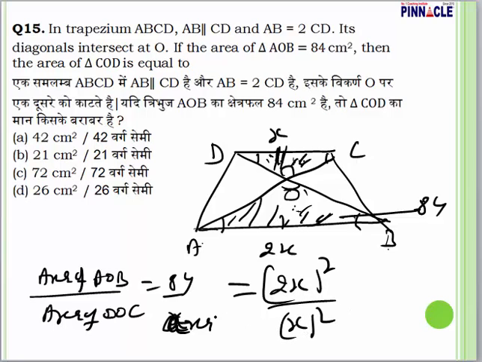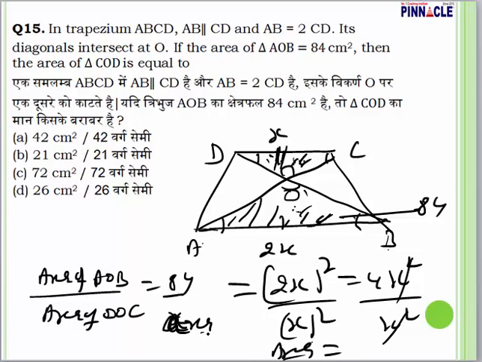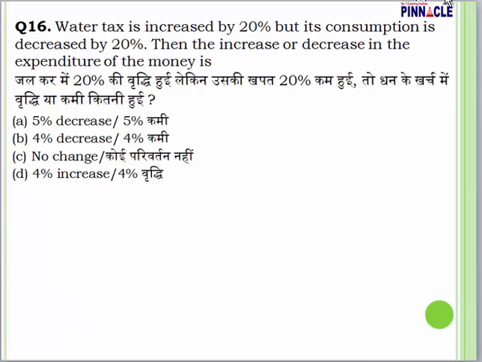In other words, this is equal to 4x square divided by x square, so the area would be equal to 84 by 4, that is 21. Area is 21, 84 divided by 4. 21 should be the answer. Answer is B. Next question, question number 16.